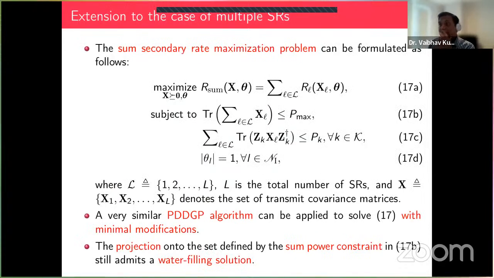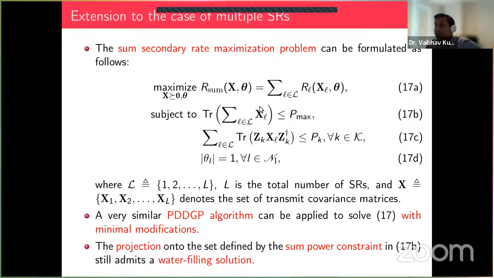Now this approach can be extended to the case of multiple secondary receivers. In that case, we can formulate a weighted sum rate or a sum rate maximization problem in here. Capital L is the total number of secondary receivers, and L is the set that contains the indices of all of them. So we try to maximize the sum rate.